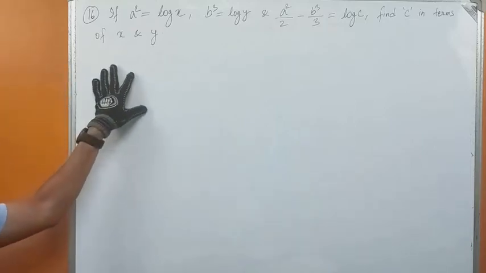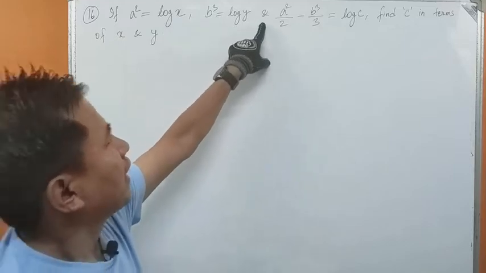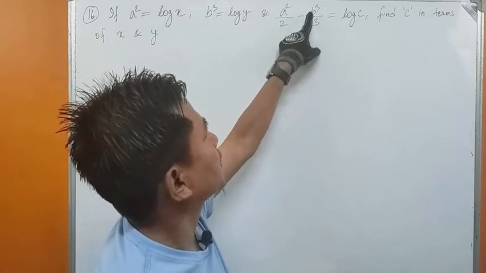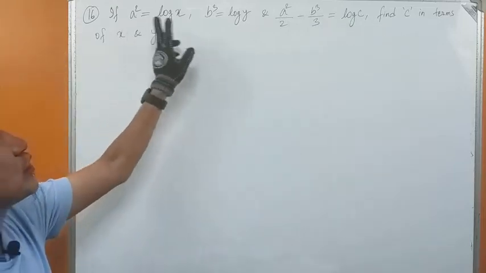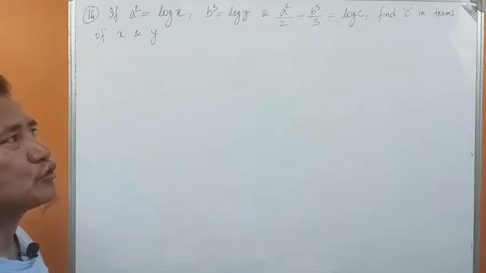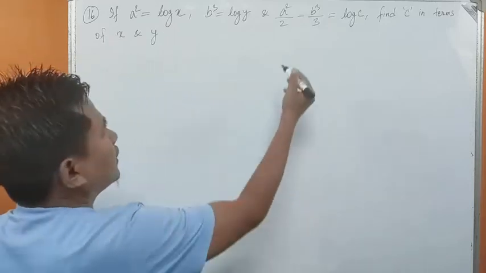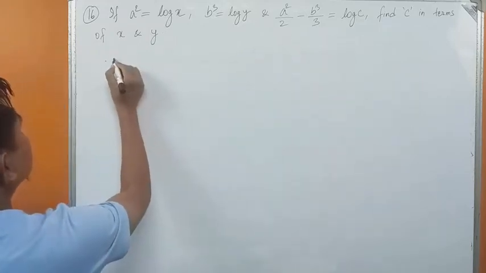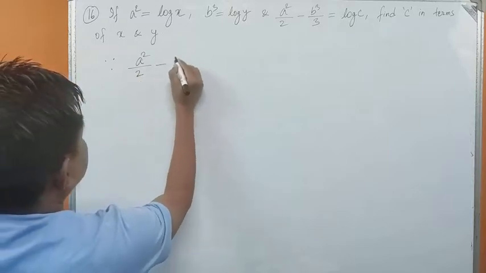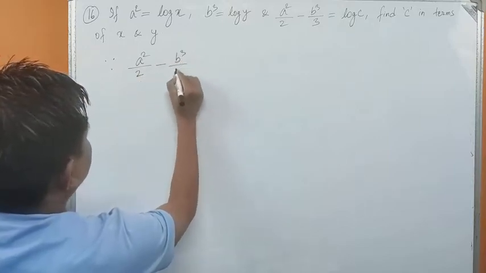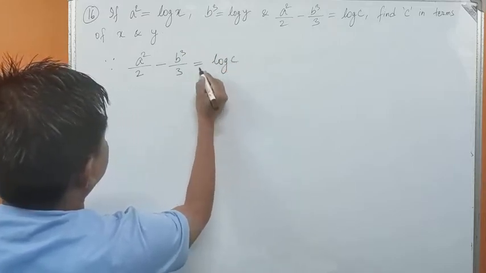This is question number 16. If a square equals log x, b cube equals log y, and a square upon 2 minus b cube upon 3 equals log c, find c in terms of x and y. So these three are the given conditions. We are asked to find c in terms of x and y. Okay, so let's begin. Let us copy this equation. Since the given equation is a square upon 2 minus b cube upon 3 equals log c, isn't it? So this is the given equation.